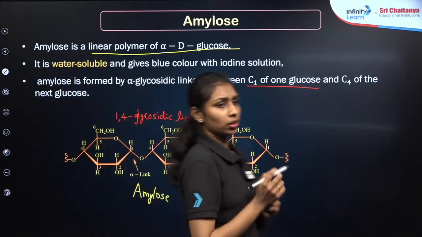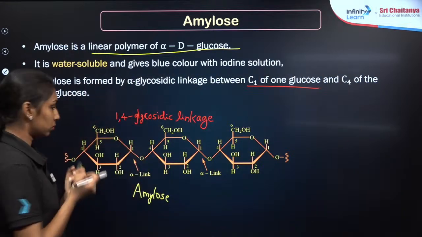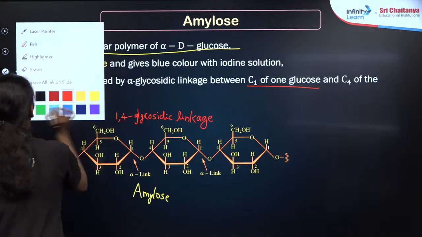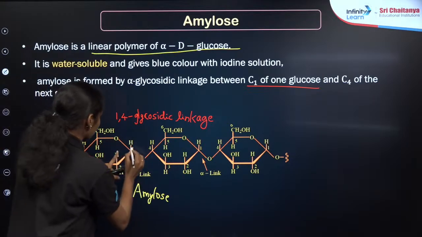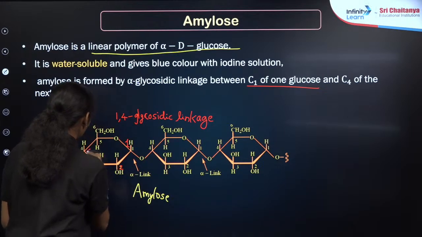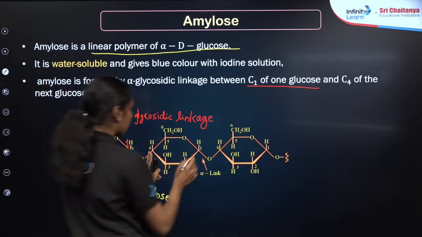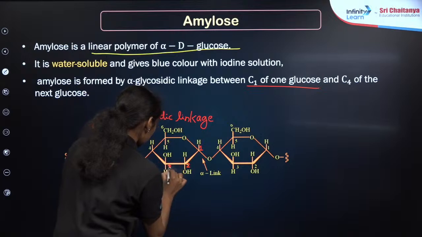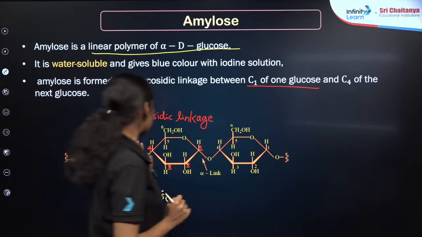Clear? It's 1,4, not 1,1. We are starting from the numbering here: 1, 2, 3, 4, 5, 6. Similarly, this is also the same glucose molecule. So starting from here 1, 2, 3, this is the fourth one. So this will be the 1,4 glycosidic linkage. Is the thing clear?